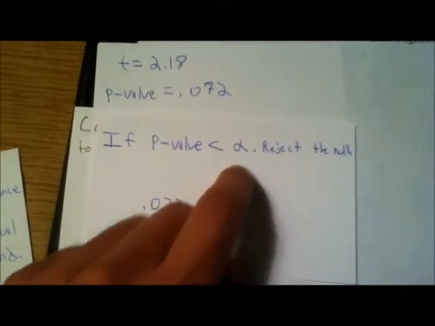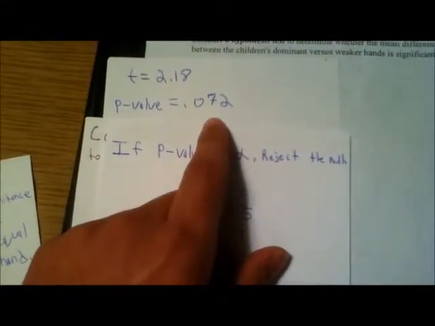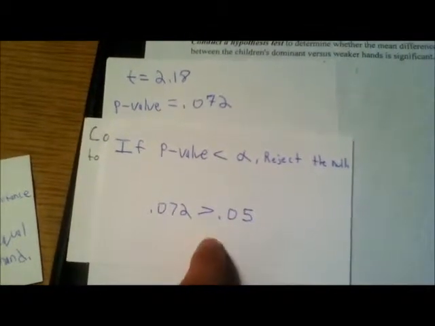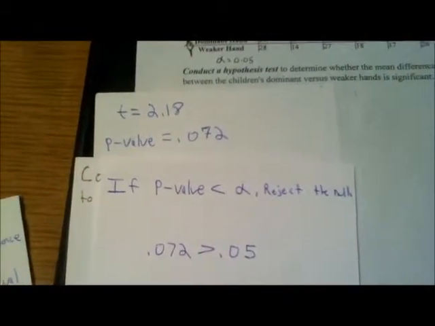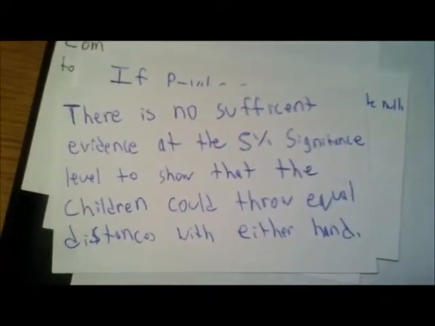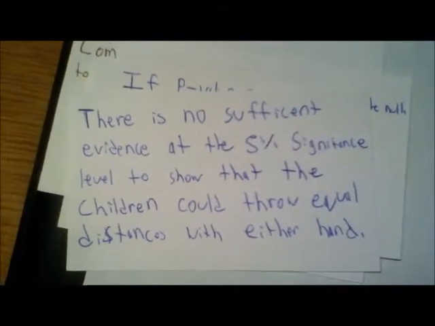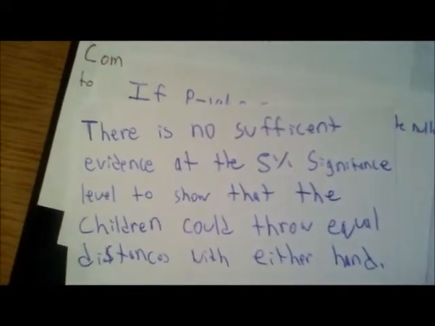Another approach you could use is the p-value approach. If the p-value is less than alpha, you reject the null. In this case, your p-value is 0.072, which is greater than 0.05, so you do not reject the null. We can conclude that there is no significant evidence at the 5% significance level to show that the children could not throw equal distances with either hand. And that is how you solve a test hypothesis using matched pair design data.